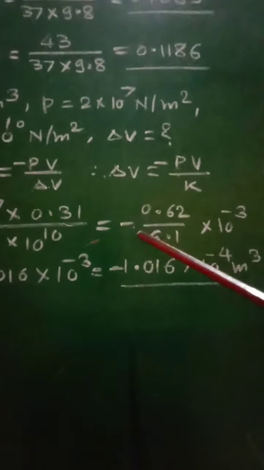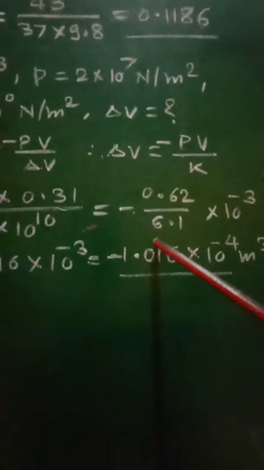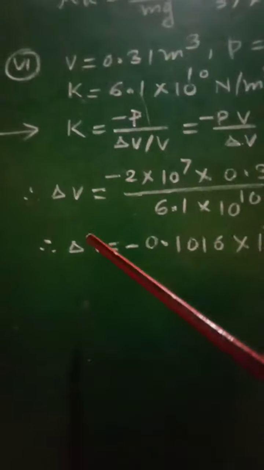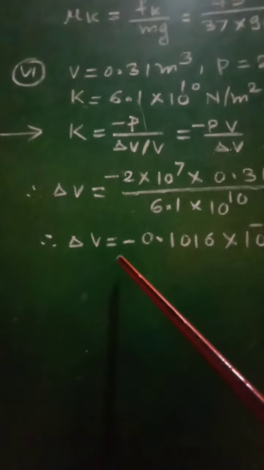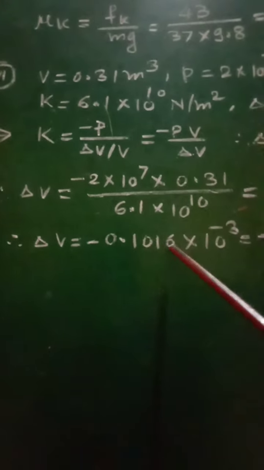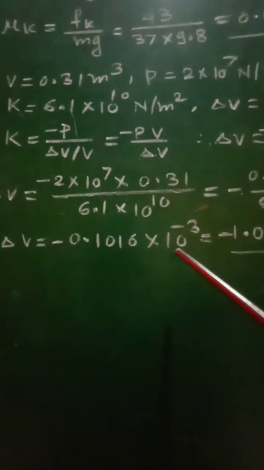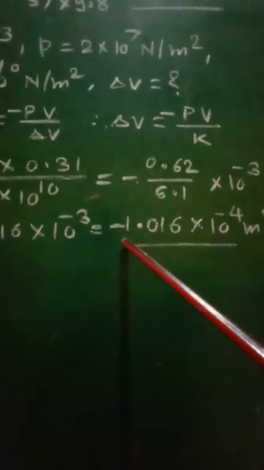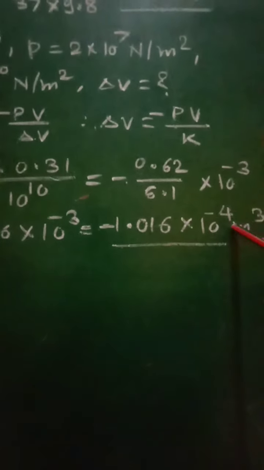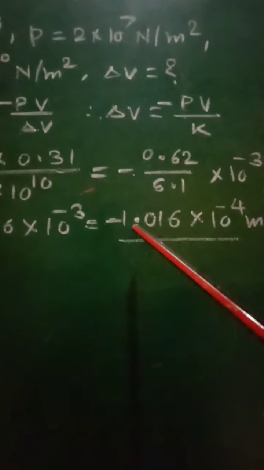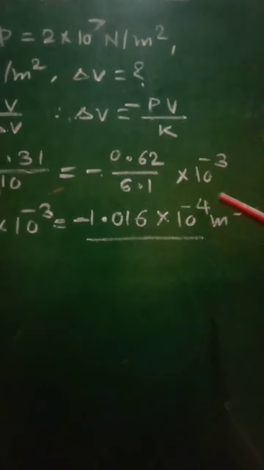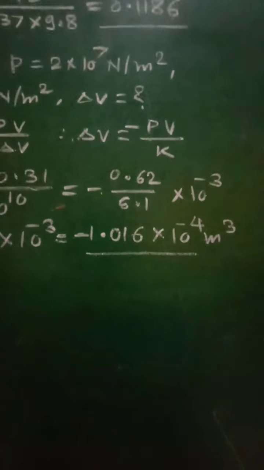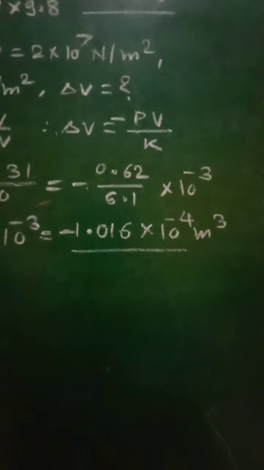Solving this, we will get minus 0.62 upon 6.1 into 10 raised to minus 3, and therefore delta V will be equal to minus 0.1016 into 10 raised to minus 3, which comes out to be minus 1.016 into 10 raised to minus 4 meter cube. This negative sign will indicate that there will be decrease in volume.